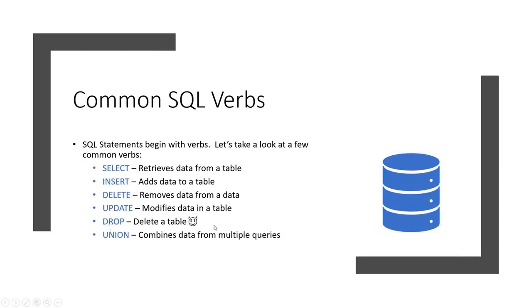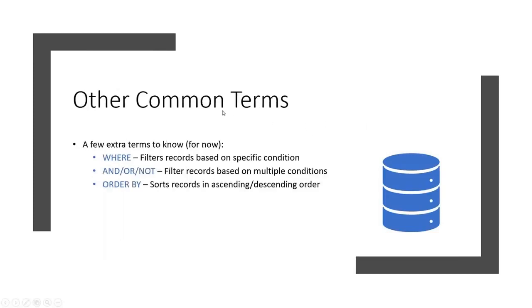We can also do a drop, which deletes a table. And we've got union statements as well, which we'll run into in the future, and that just combines data from multiple queries. So these are very common. These aren't all-inclusive by any means, but very common as to what you're going to see. Every language is a little bit different depending on the SQL database that you're in, but these are pretty common across the board. So from here, we need to talk about a couple other common terms that we're going to see.